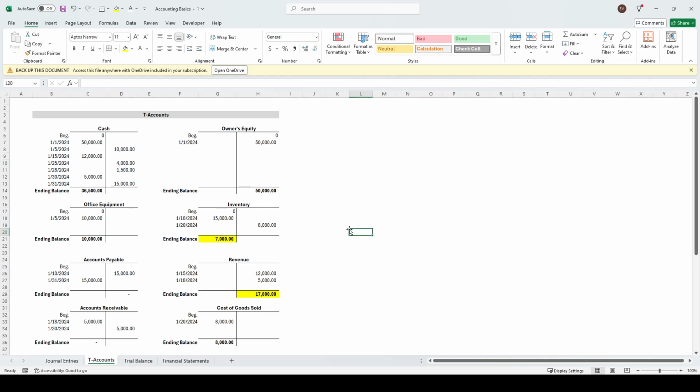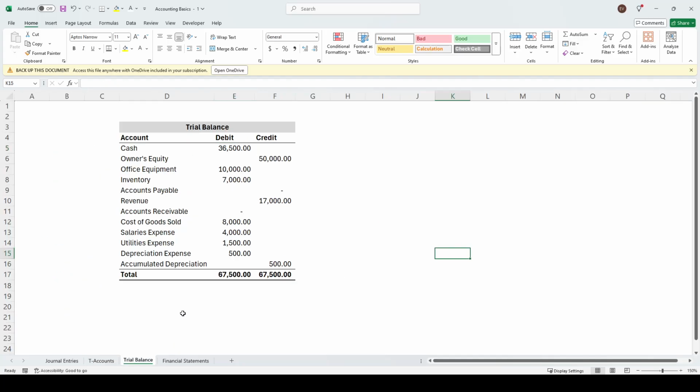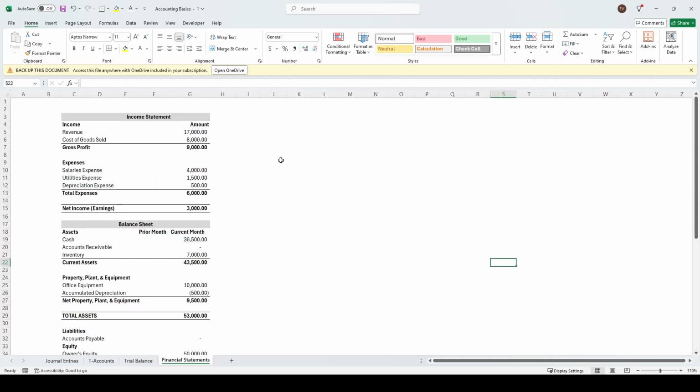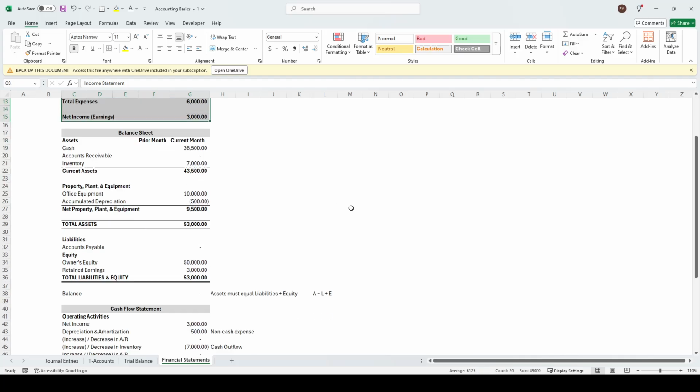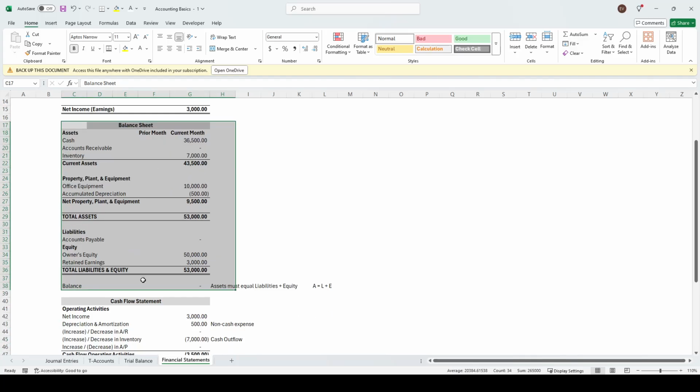And then once you have your total ending balances, you can use your T accounts to create your trial balance. And so you can link your T accounts directly to the trial balance. And one thing you'll notice here with the trial balance is that this should always equal. And if it doesn't, that means that there's either a missing journal entry or some error in your T accounts. And then once you have your trial balance, you now have everything you need to create your three financial statements, which include the income statement, the balance sheet, and the cash flow statement.